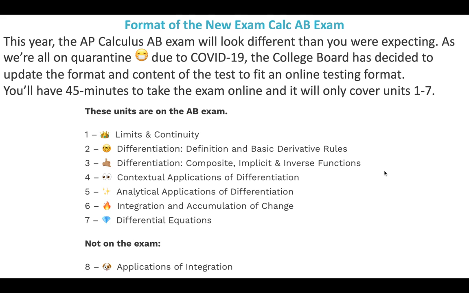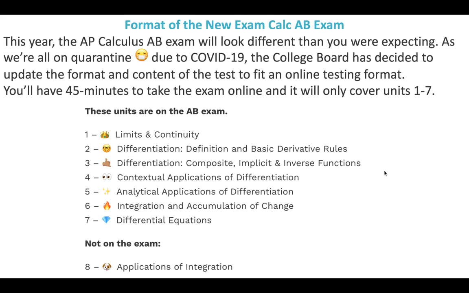Limits and continuity. Units 2 and 3 are differentiation. So pretty much just how to find a derivative. Number 2 is just the basics about derivatives, the basic derivative rules: product, quotient, sum and difference, those kinds of rules. Number 3 has to do with composite, which is chain rule. Implicit, dy over dx, when you have x's and y's mixed together, and then inverse functions.